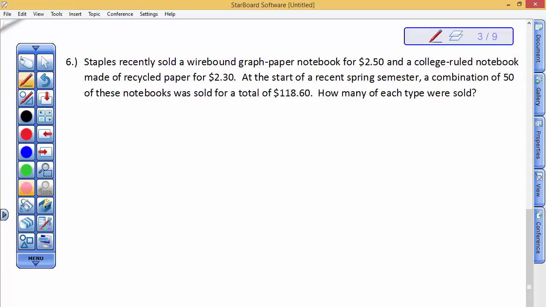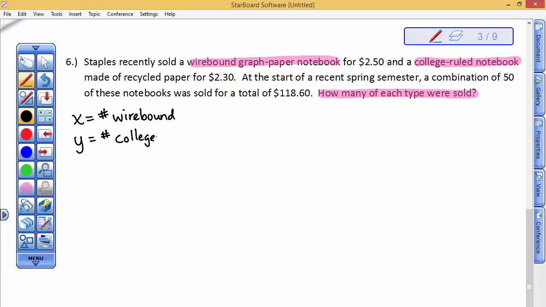Okay, so it does say here at the very end, how many of each type were sold. We're talking about wire-bound graph paper notebooks and college rule notebooks, and I want to know how many. So I'm just going to say here that X is going to represent the number of wire-bound notebooks, and Y is going to represent the number of college rule. So you really need to come out and say what X and Y represent. Very, very important. It tells us the cost for each.